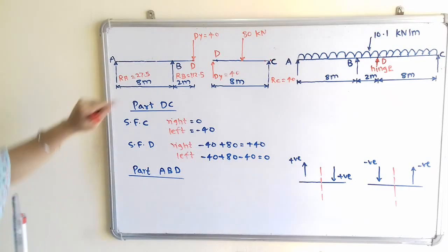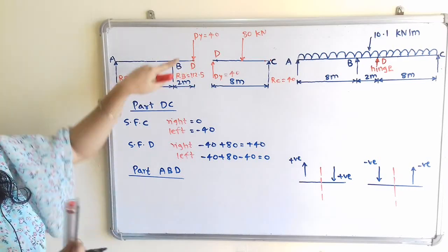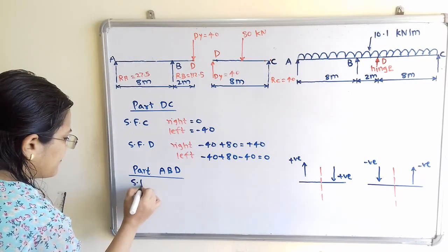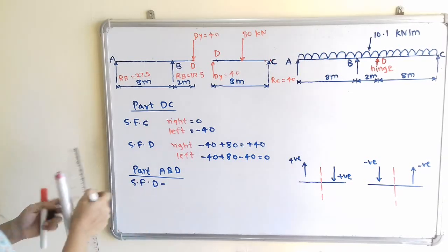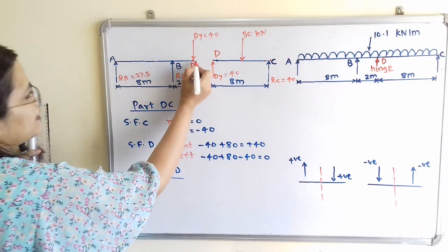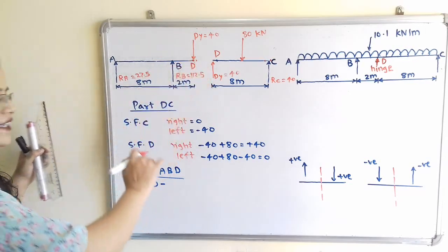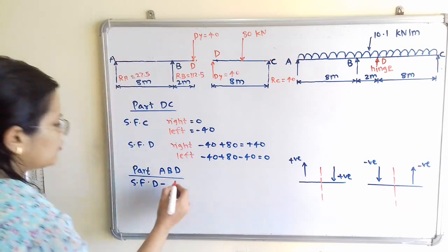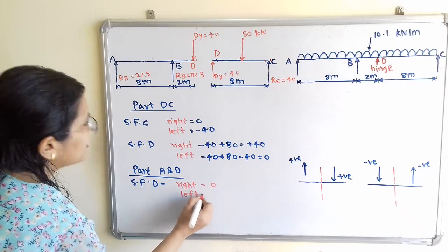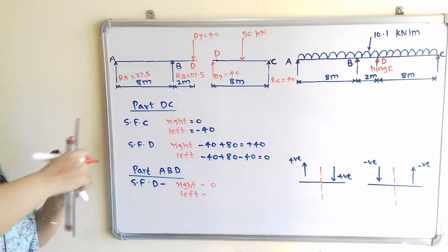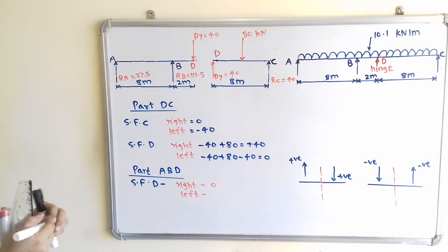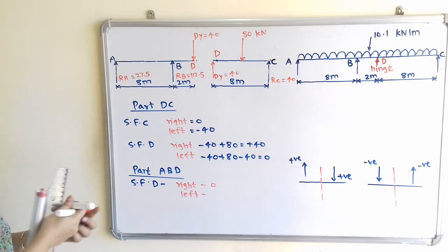Now again we will use here at point D there is the point load as well as uniformly distributed load. So SF at D. So we have to take right hand side and left hand side. On right hand side, if I consider here immediate right hand side, there is no load because this is the separate part. So on right hand side it is 0 and on left hand side it is in downward direction. For downward direction we have to use the positive sign. So on left hand side it is plus 40.